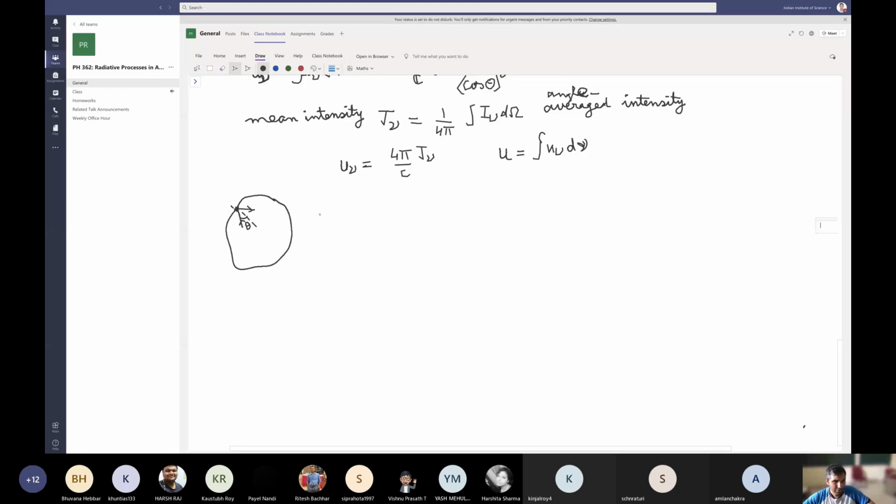It's nothing but P nu is equal to 2 by C integral I nu cos square theta d omega. Let me just first write and then explain. What I've done is I've just asked, a photon will hit it and gets reflected.